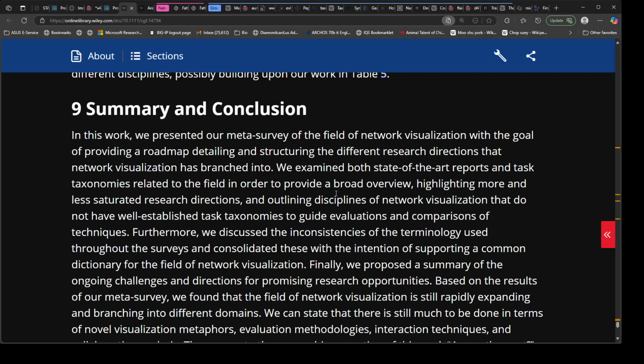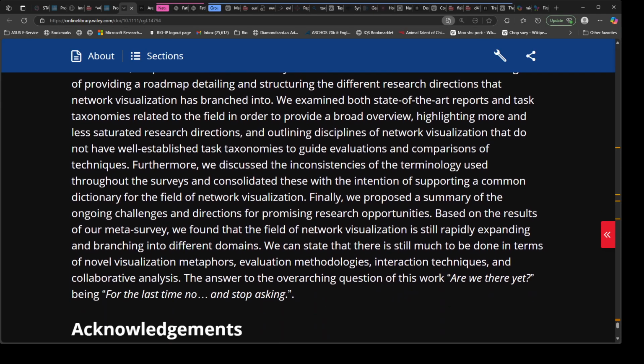Furthermore, we discussed the inconsistencies of the terminology used throughout the surveys and consolidated these with the intention of supporting a common dictionary for the field of network visualization. Finally, we proposed a summary of the ongoing challenges and directions for promising research opportunities. Based on the results of our meta-survey, we found that the field of network visualization is still rapidly expanding and branching into different domains. We can state that there is still much to be done in terms of novel visualization metaphors, evaluation methodologies, interaction techniques, and collaborative analysis.